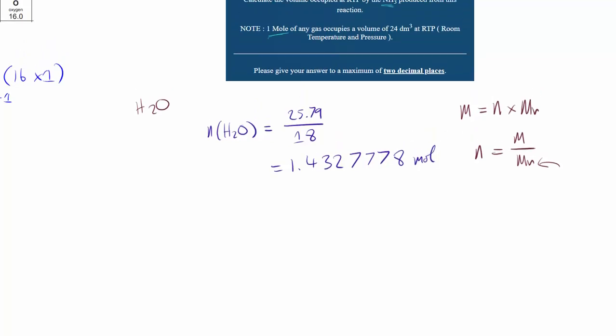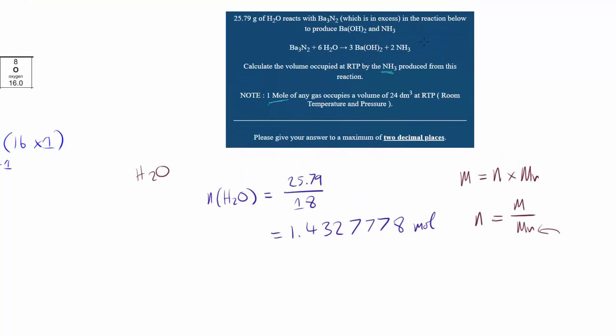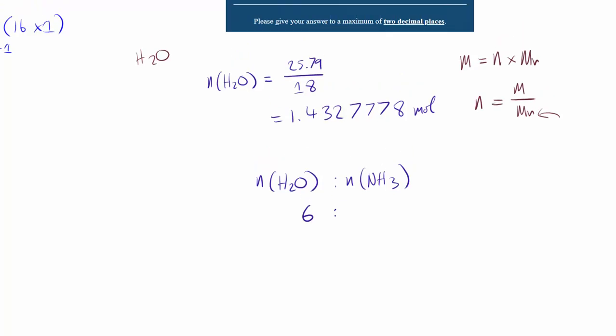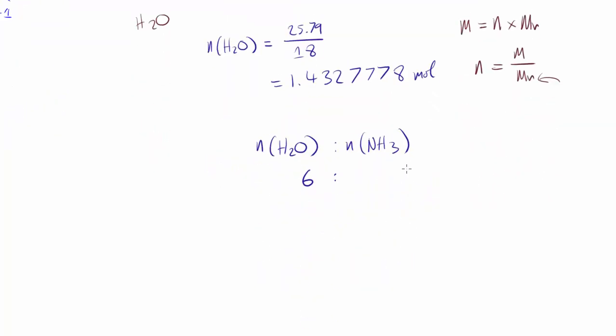Okay, but we've been asked to work out the NH3 produced, right? So how do we use this information? Well, if we look at the balanced equation, you can see that for every 6 moles of H2O, 2 moles of NH3 is produced, right? So if you look at the ratio between the number of moles of H2O and the number of moles of NH3, you're going to have a ratio of 6 to 2, as you saw in the balanced equation.